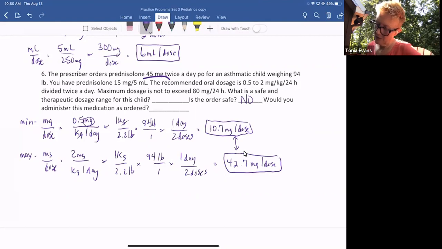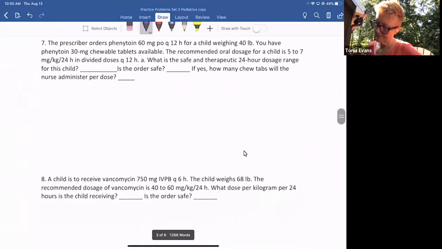You can eyeball that and know that we're giving 90 milligrams in 24 hours. So we're already over our daily max, but say this patient weighed more. If this patient were heavier, we'd have a higher minimum and maximum range, and with this dose we would still be exceeding that 80 milligrams per 24 hours maximum dose. So we would not administer this medication as ordered.